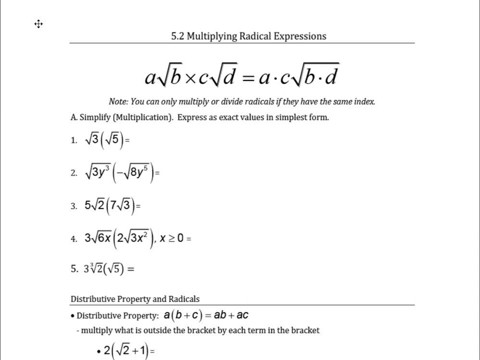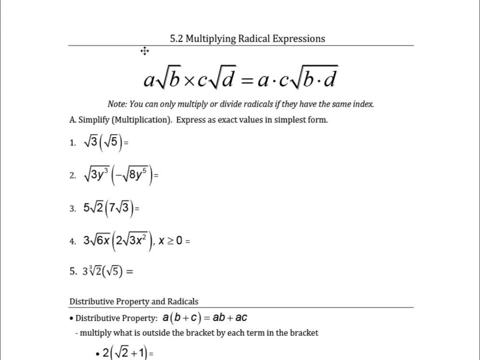So, multiplying radicals. When we multiply radicals, you can only multiply a radical with a radical and a coefficient with a coefficient. So we're building everything on this principle right here: a root b times c root d. I multiply the coefficients, a times c, and then root b times d. As long as they're both radicals, you can multiply them together.